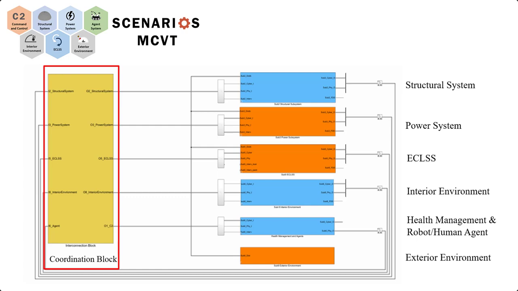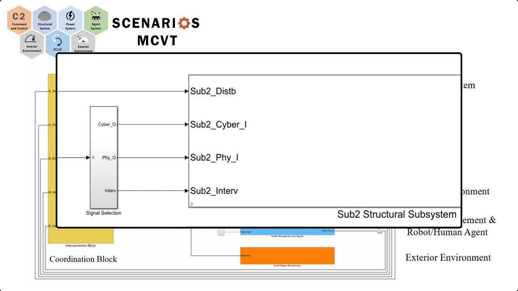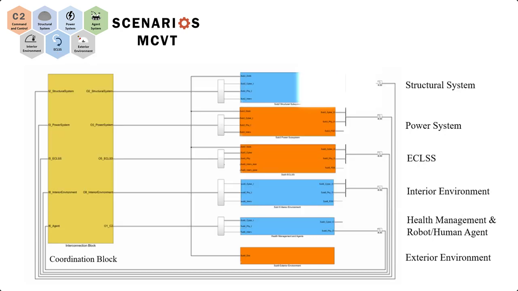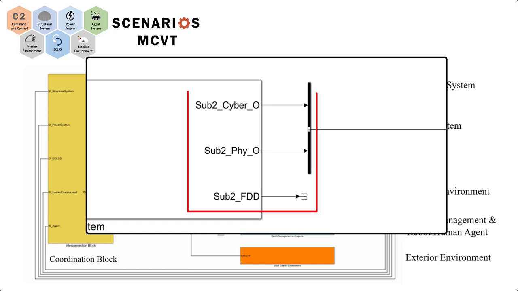Each subsystem modeling block receives input signals categorized in our 4 interdependencies: cyber, physical, intervention, and physical disturbance from the exterior environment. Likewise, each subsystem provides output signals that are cyber and or physical. Additionally, a fault detection and diagnosis, FDD, signal is said to be an output of each MCVT subsystem.